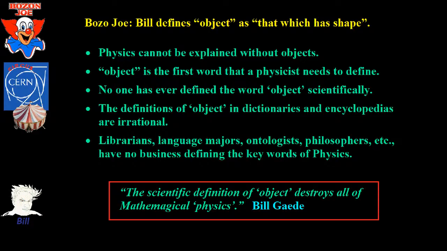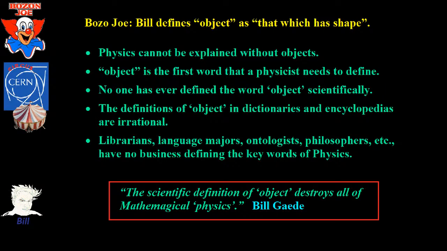And it turns out that they have all these librarians, language majors, ontologists, philosophers, whatever they call themselves, right? And they're doing the definitions for physics. So the physicists say, hey, you want to know what an object is? Look it up in the dictionary. Yeah, who did the dictionary? Who wrote it in there? It was one of these people who has no stake whatsoever in the word object. They could define anything in there.